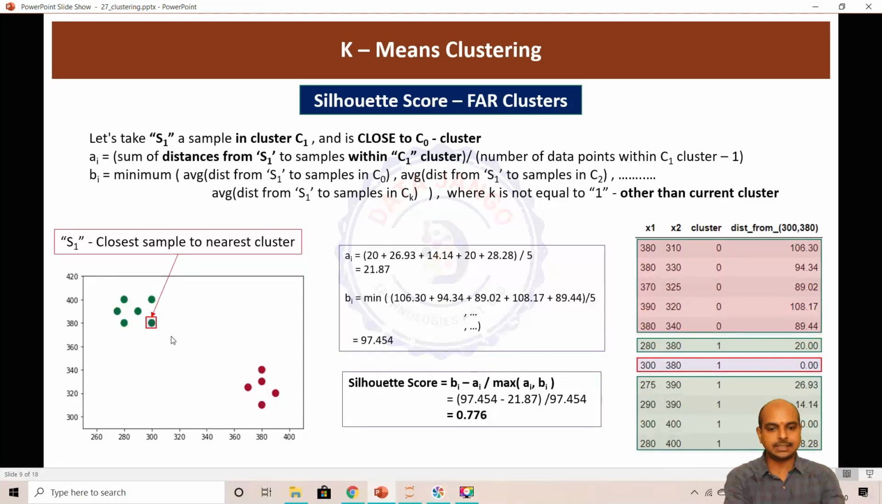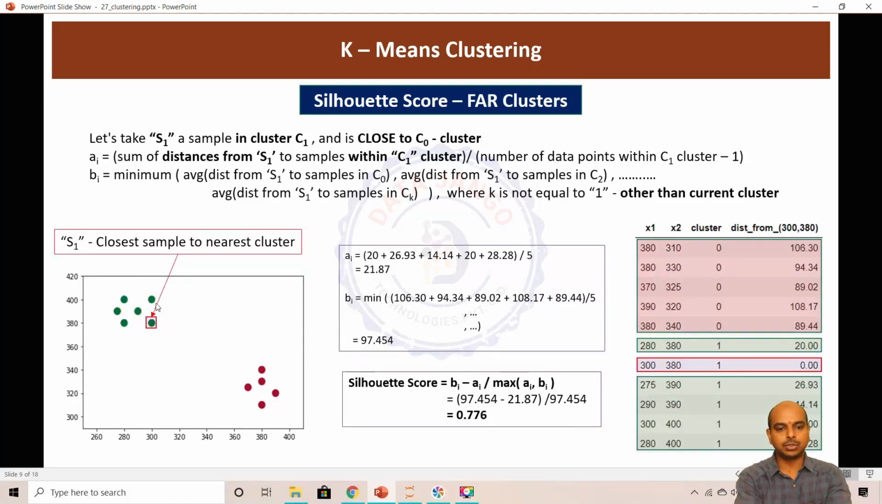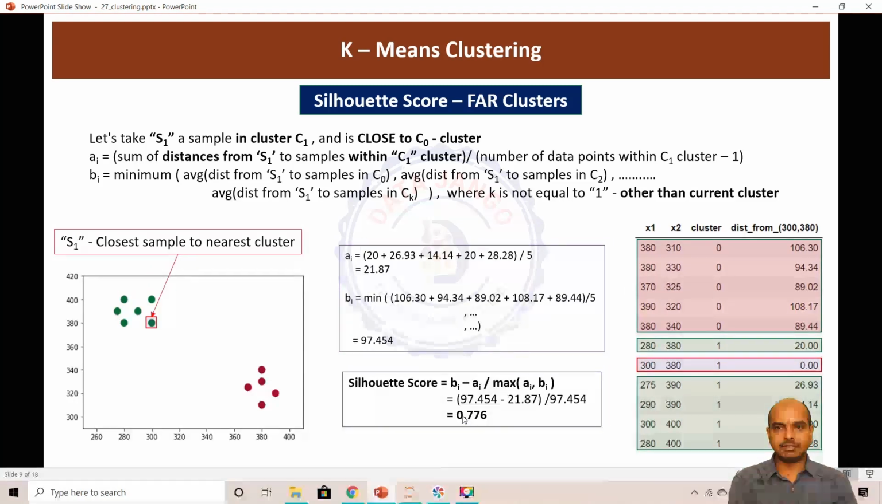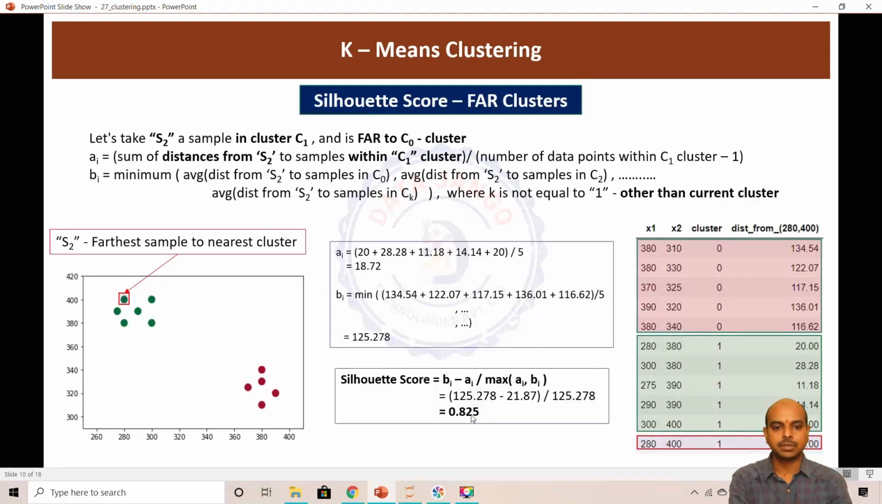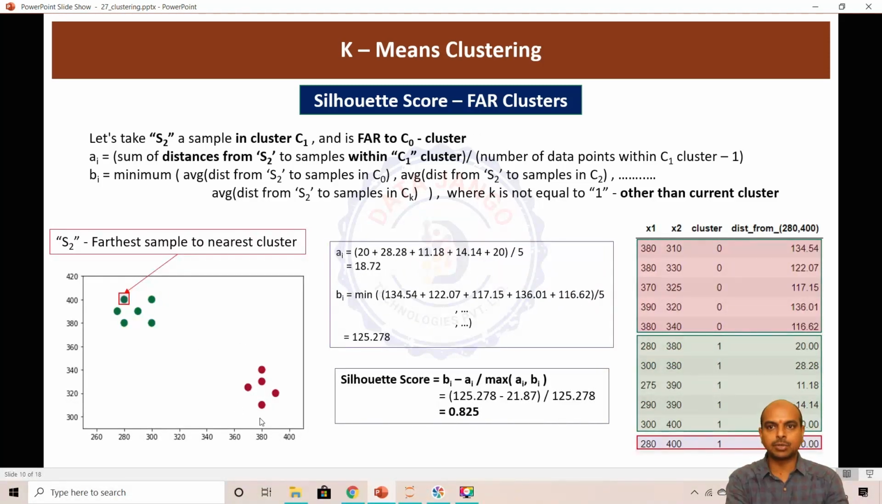If the clusters are far like this, when I calculate the silhouette score, it is 0.776, which is close to 1. Okay, the same thing in the same cluster setup. I chose one close data point to the closest cluster and got 0.776. If I choose the farthest data point and calculate its score to the closest cluster, I got a little more. See this? 0.77 and 0.82. So this data point is close to the closest cluster. This data point is far from the closest cluster. That's the point I was trying to mention before.